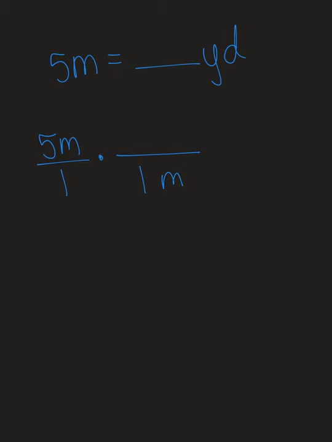But if we are going between the U.S. customary and the metric system, you need to set up those unit conversions again. So let's say that I have 5 meters and I want to know how many yards that is equivalent to. So I'm going to do 5 meters over 1. And if you're looking at your chart, you'll see that 1 meter is equivalent to 1.09 yards. And then you can just multiply across 5 times 1.09 and you get 5.45 yards.